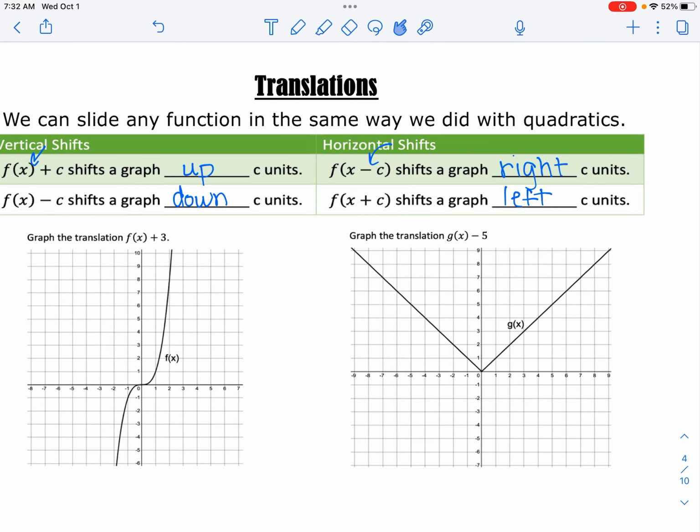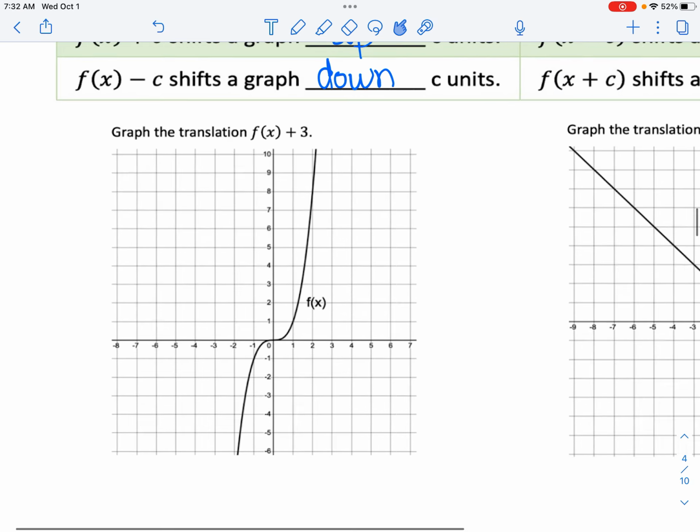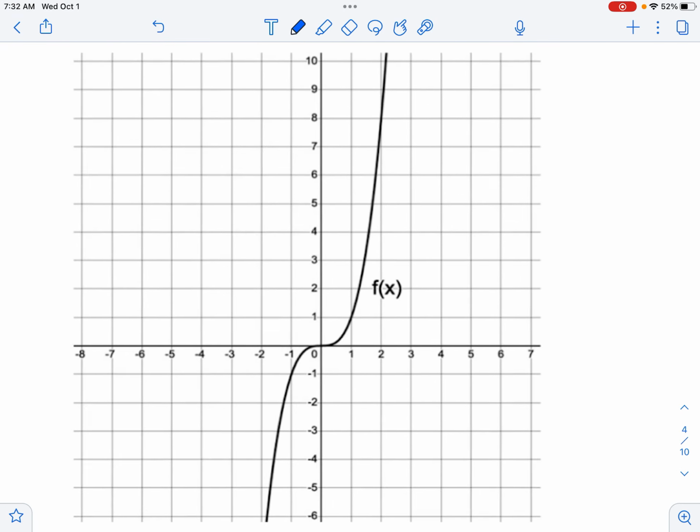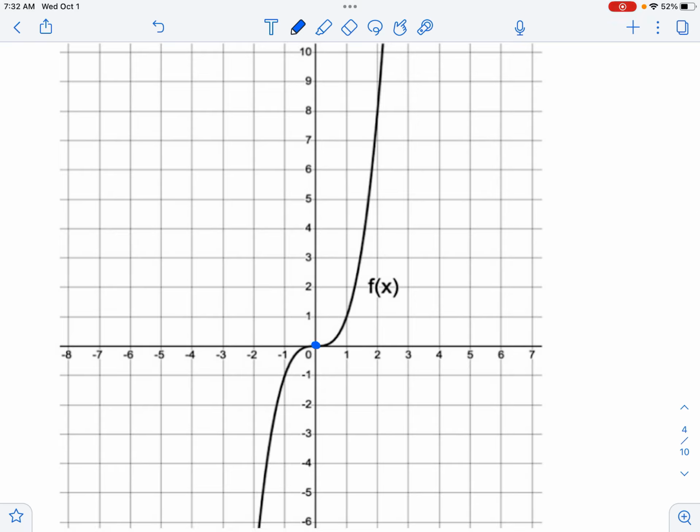All right, so let's look at these two graphs. It says graph the translation. Here's f of x, and we want to graph the translation f of x plus 3. Since this is outside of parentheses, we're just going to move it up, right? So what you want to do is look at your graph, pick some vital points like that one, and you're just going to move them up 3. Here's another one, so I'm going to go up 3 from there, and then do the same thing there.